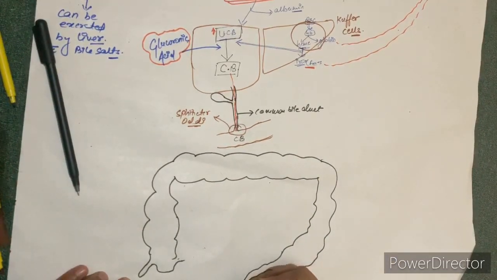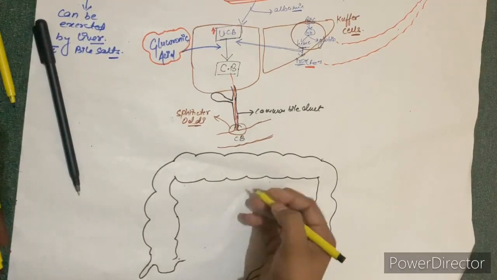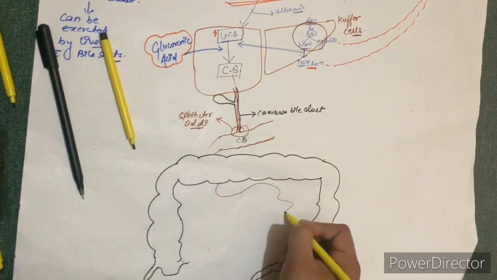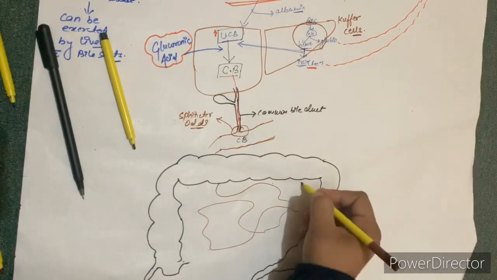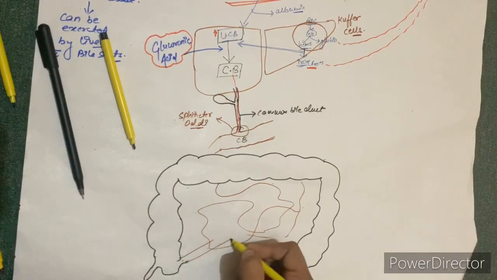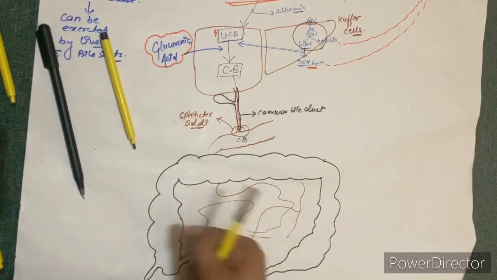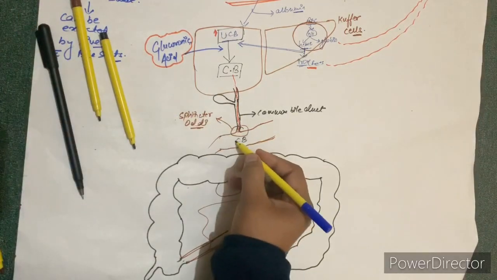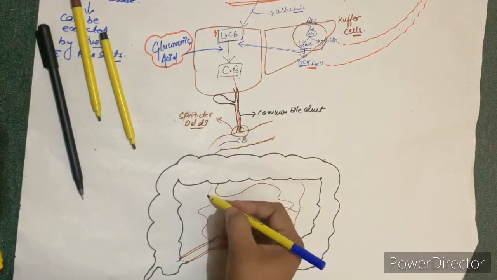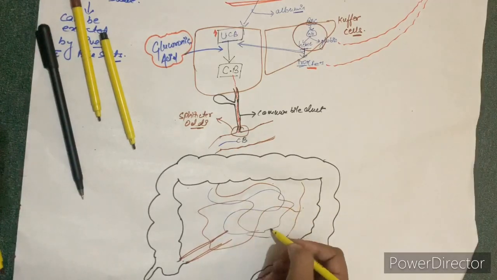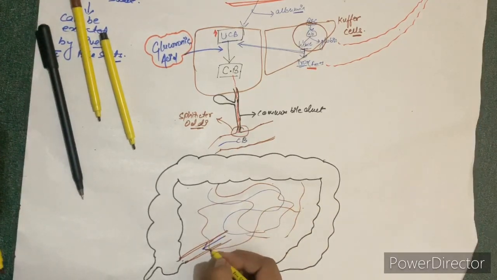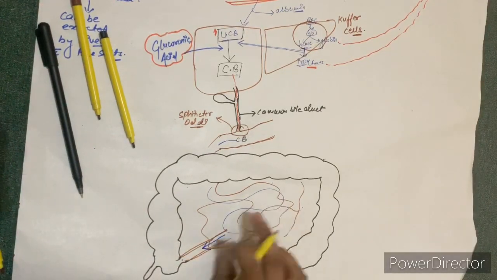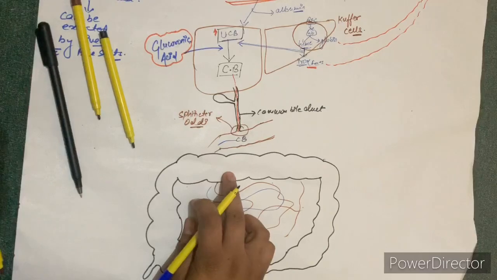This is the rectum and anus, and here is our small intestine. This is the large intestine, and the small intestine enters into the large intestine. So this conjugated bilirubin, as it is water soluble, travels into the small intestine. Then it comes to the last point of the small intestine, or you can say the starting point of the large intestine.